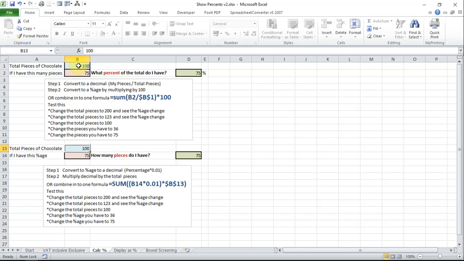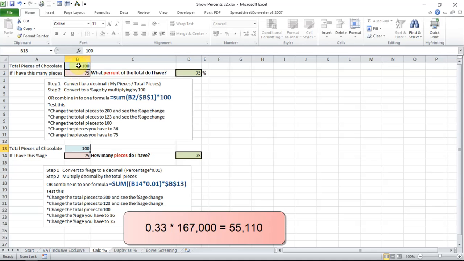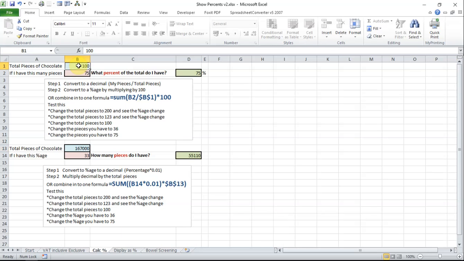It works in a similar way to find the number of something that you have if you know the percentage. First step, convert the percentage to a decimal and multiply that by the total. So if you have 33% of a £167,000 inheritance, how much have you got? Well, 33% is the same as 0.33. So you have 0.33 times 167,000, which is 55,110.